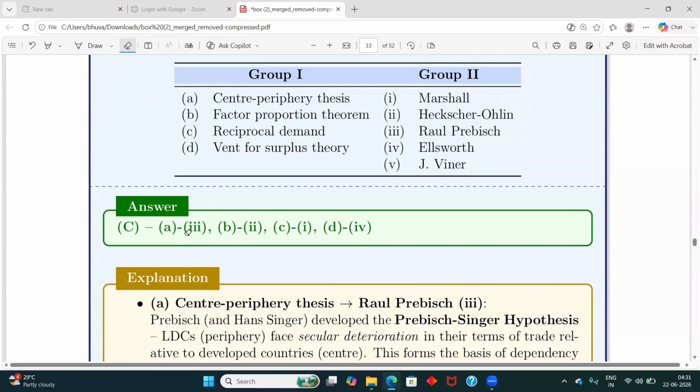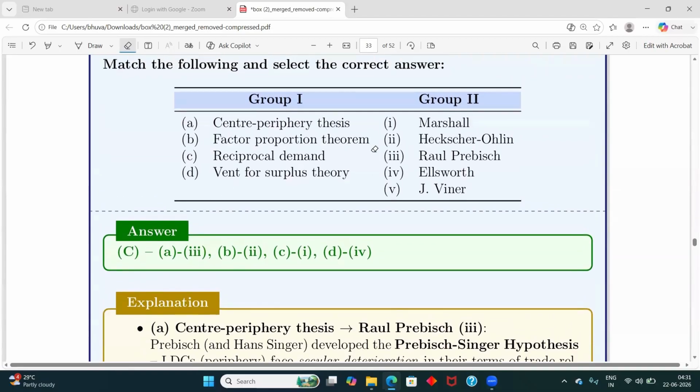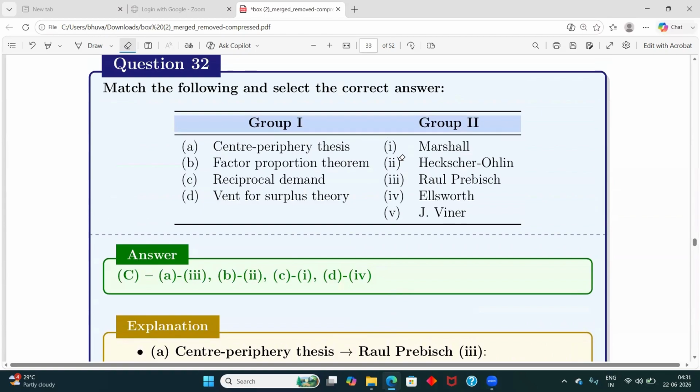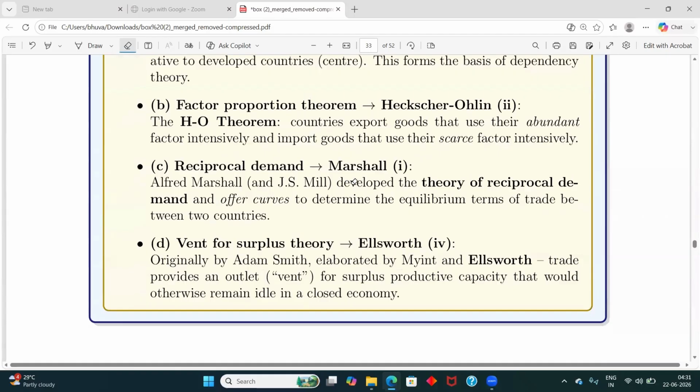So A connects to the third, Prebisch. Second, the factor proportion theorem is given by Ohlin: a country exports goods that use the abundant factor intensively and imports goods that use the scarce factor intensively. So B is with 2. Third, reciprocal demand is given by Marshall and J.S. Mill, who developed the theory of reciprocal demand and offer curves to determine the equilibrium terms of trade between two countries.